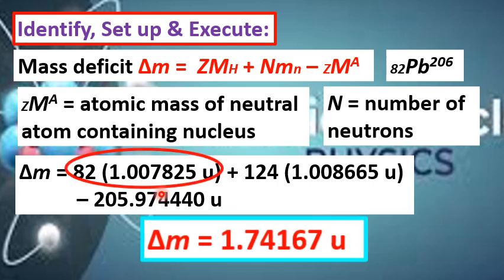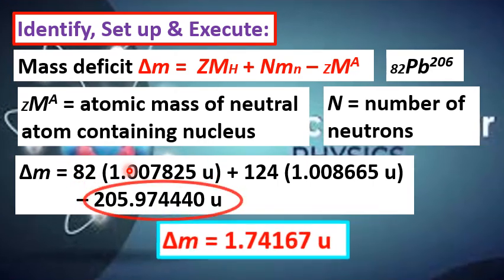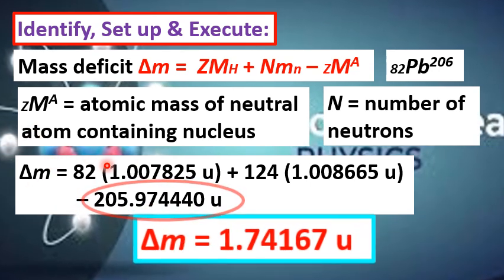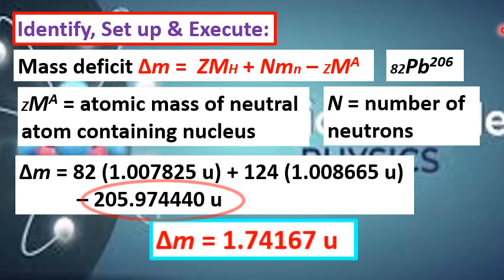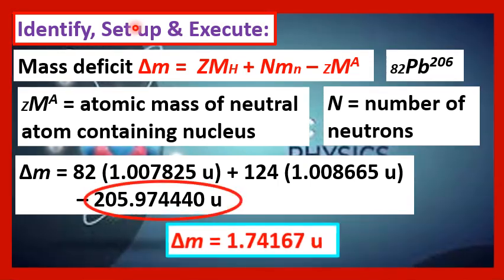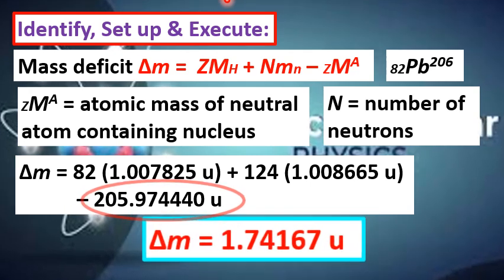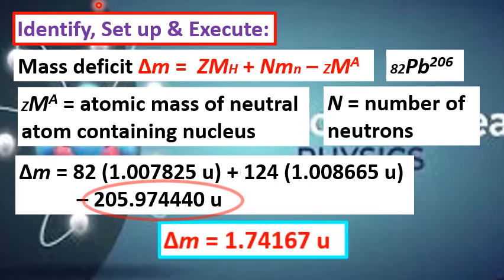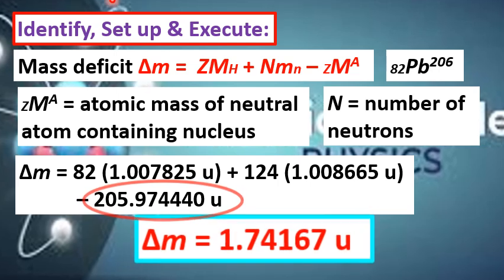And then, since there are 82 electrons contained in the neutral lead-206 atom, we multiply the atomic mass of a hydrogen atom by the number of protons or the number of electrons, and that is 82, all right?